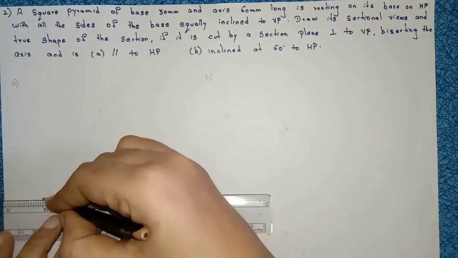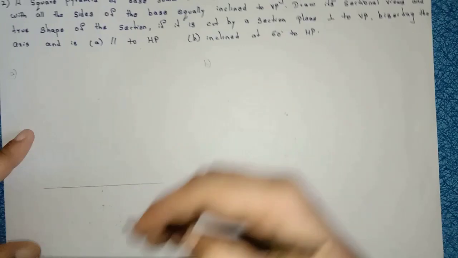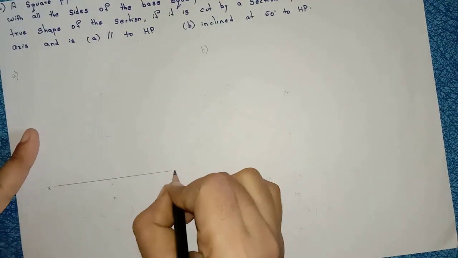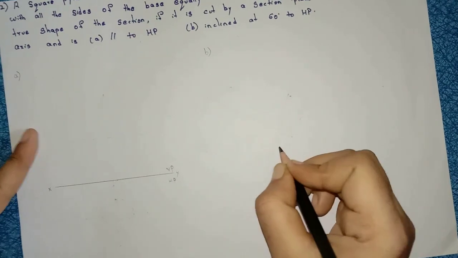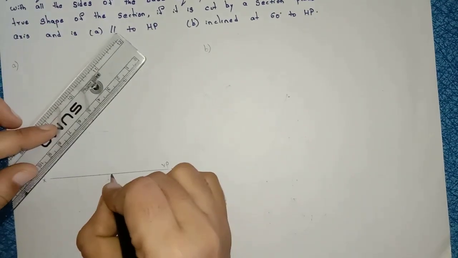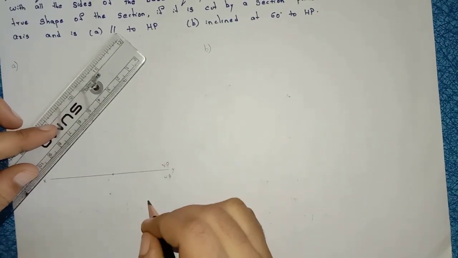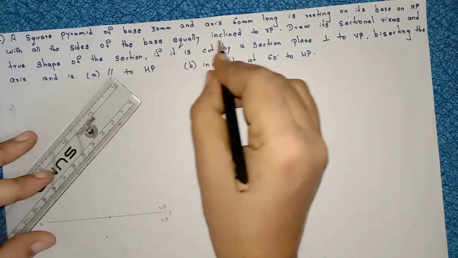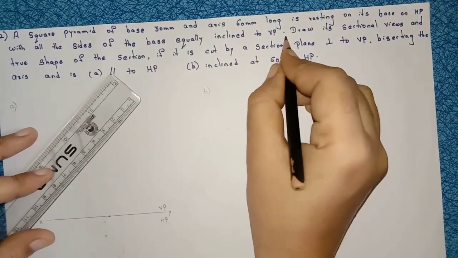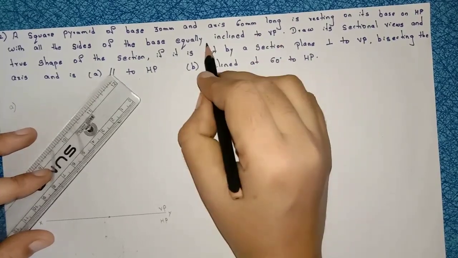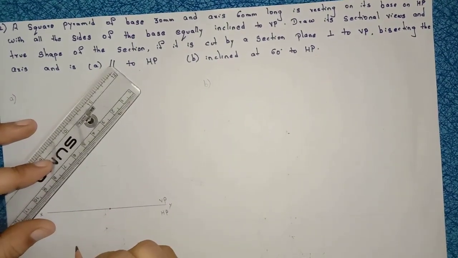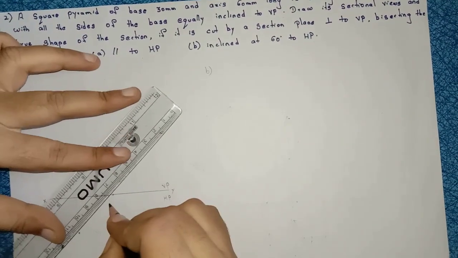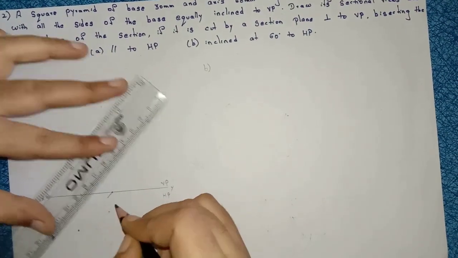Draw the reference line of any length. Name it as XY, vertical plane, horizontal plane. Mark any point on the reference line. All the sides of the base are equally inclined to VP. Equally inclined to VP means 45 degrees to VP. Place your protractor here. Mark 45 degrees. First leave a 5 mm gap.